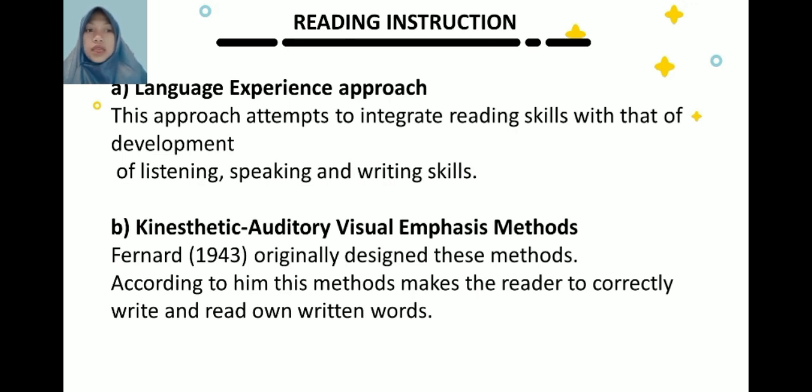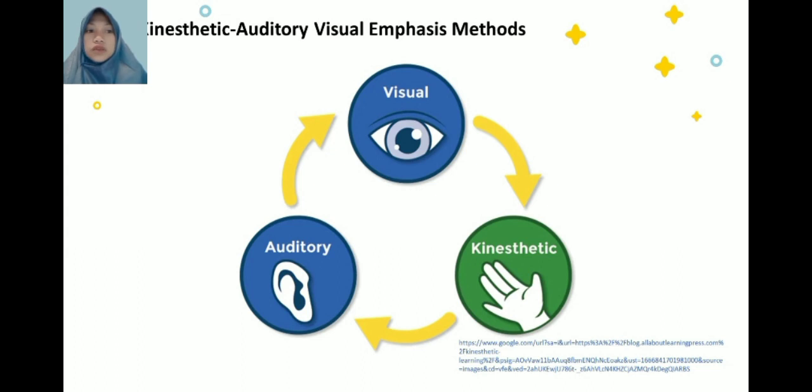According to him, these methods enable the reader to correctly write and read their own written words, combining the senses of touch, hearing, and seeing, and then move to more extensive reading materials. The stages in these methods include finger tracing of words on the paper, which is tactile kinesthetic; pronouncing each word aloud, which is auditory; and learning new words by looking at the teacher's new written copy of the word, which is visual.